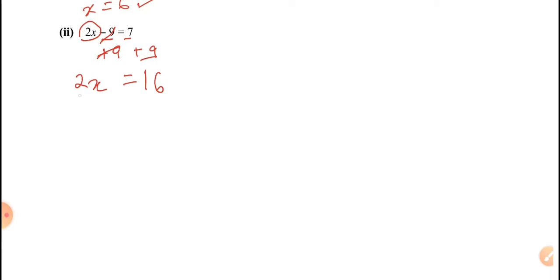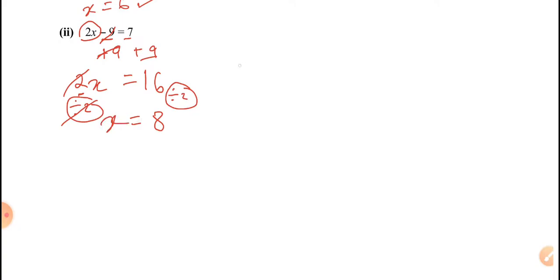Now what we have to do is get rid of this times 2. How do you get rid of times 2? We have to divide by 2 on both sides. So 16 divided by 2 is 8. So divide by 2 here, and divide by 2 here. So this times 2 and divide 2 cancel out, leaving with just x.